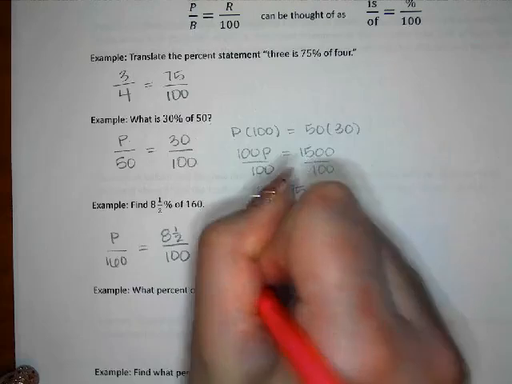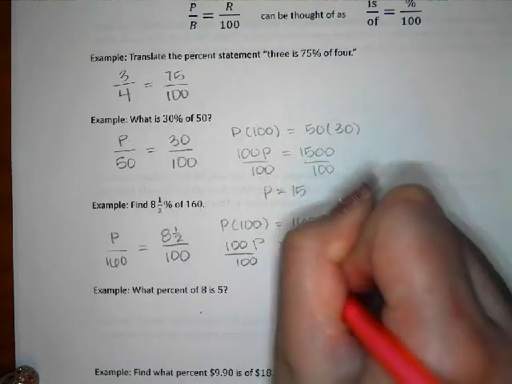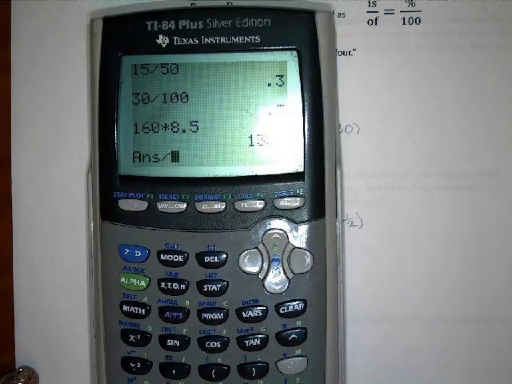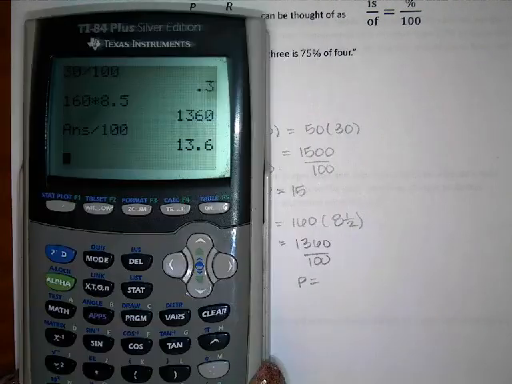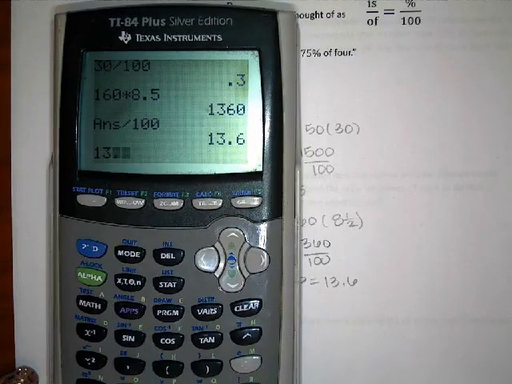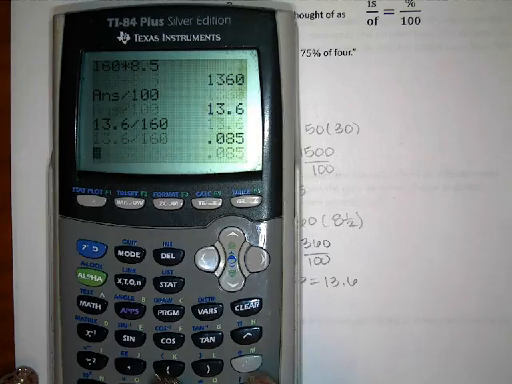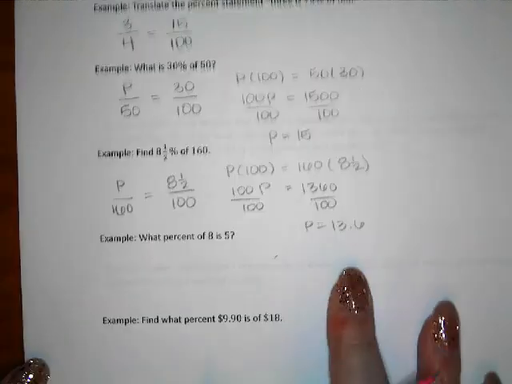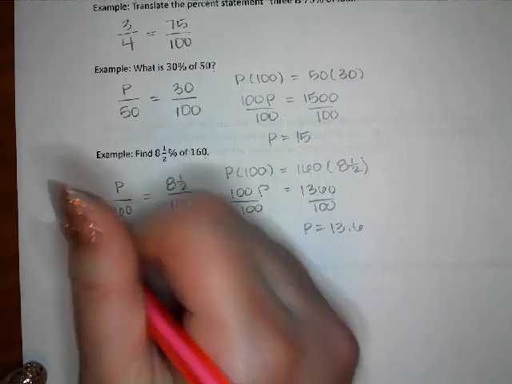So I'll go ahead and divide by 100, and I get 13.6. So 13.6 out of 160 is the same as 8.5 out of 100, and that's true.